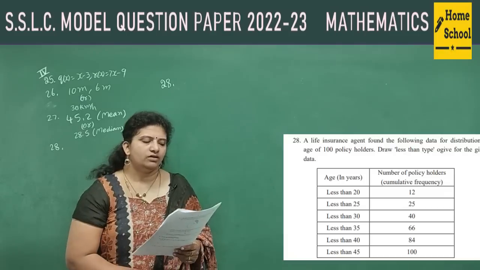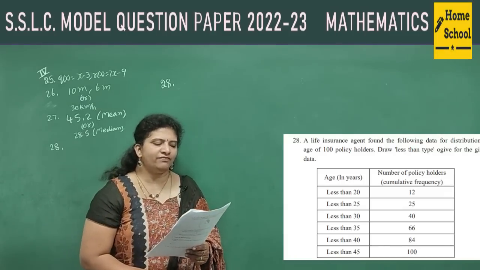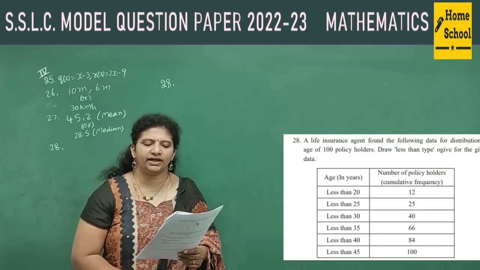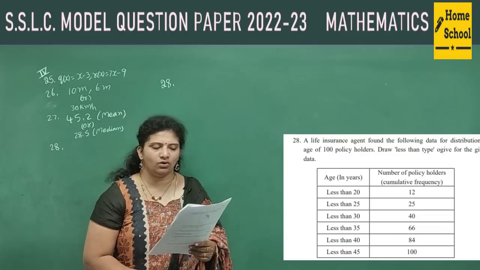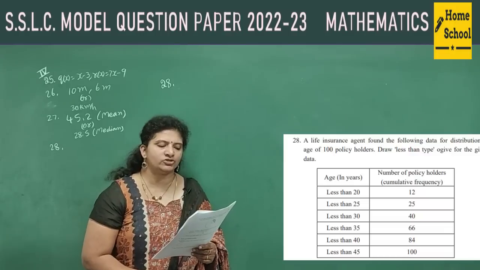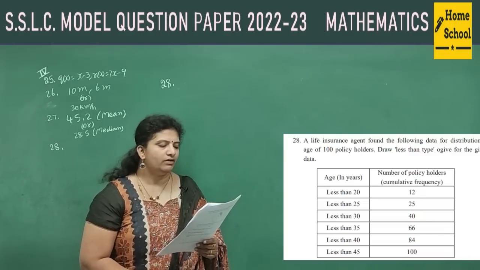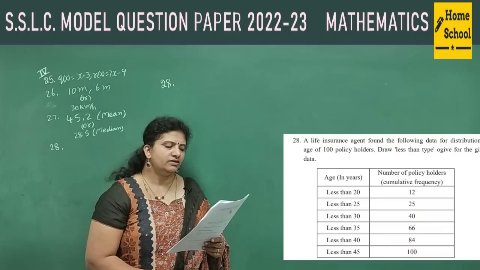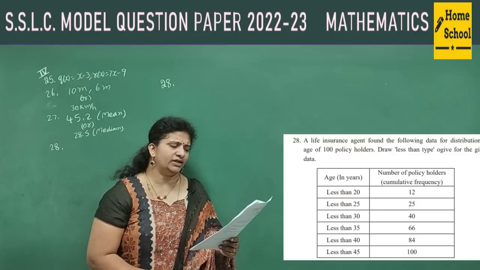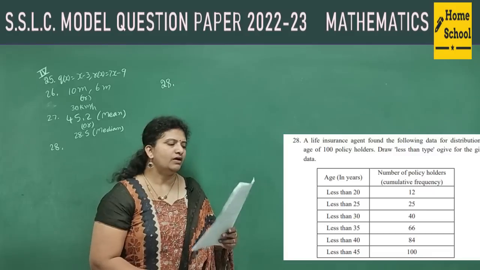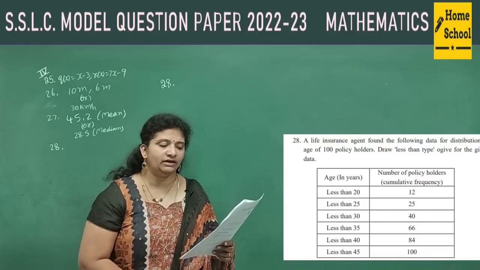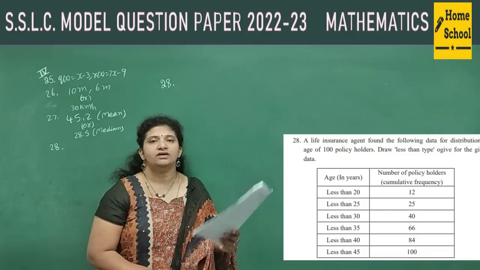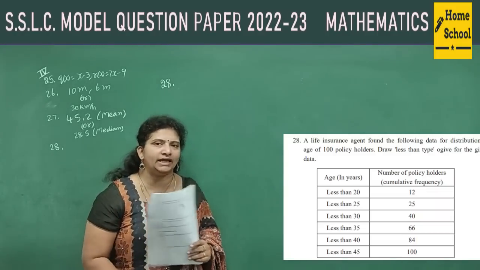Okay? 28th problem. A life insurance agent found the following data for distribution of age of 100 policy holders. Draw less than type ogive for the given data. Age in years, less than 20, 25, 30, 35, 40, 45 given. Number of policy holders, cumulative frequency 12, 25, 40, 66, 84, 100. See there in the table ready data given.